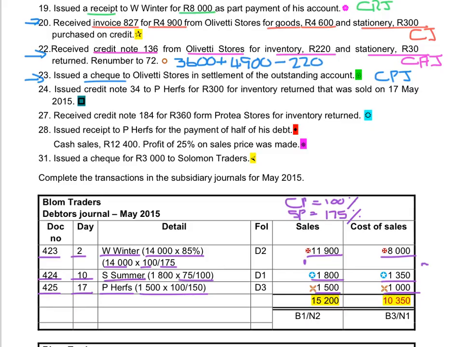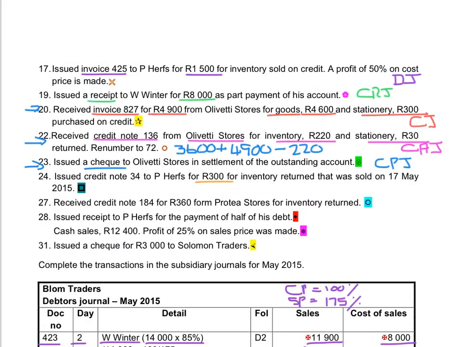Issued a credit note to PHAPS for 300 rand for inventory that was sold on the 17th. We must take the profit percentage that was made on the 17th into account, and that was a profit of 50% on cost price. So when we issue this credit note, the cost price will be 100% and the sales price will be 150%. A credit note reduces the amount that the debtors owe us, so this entry will be recorded in the debtors allowances journal.